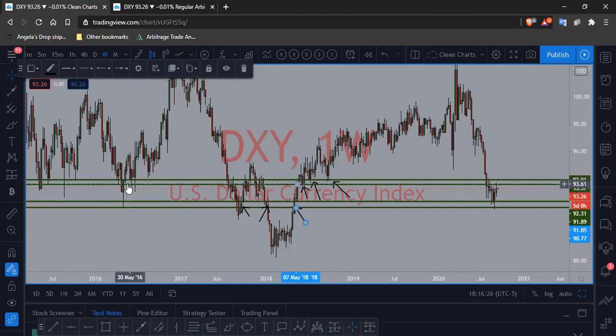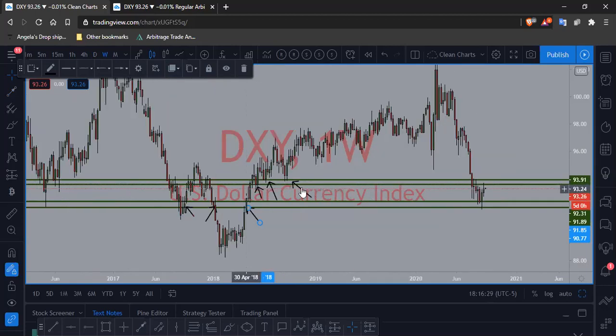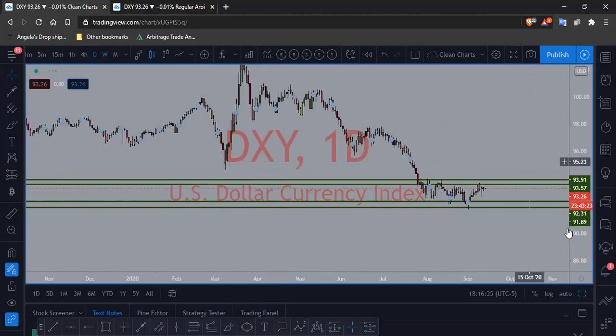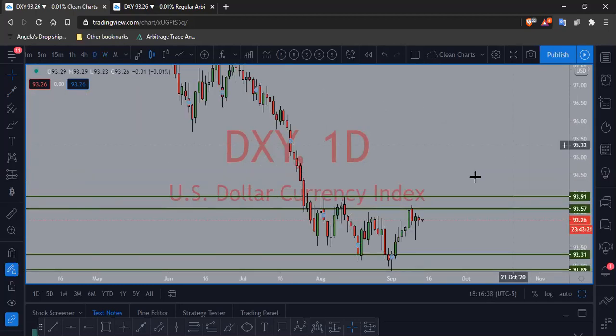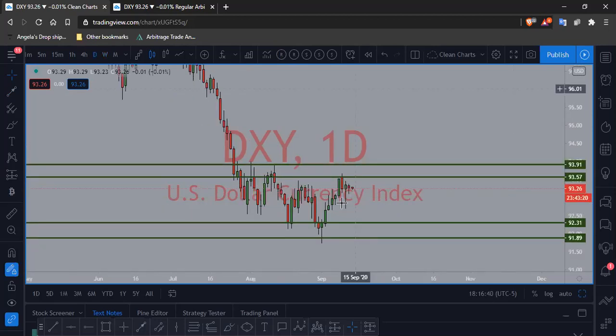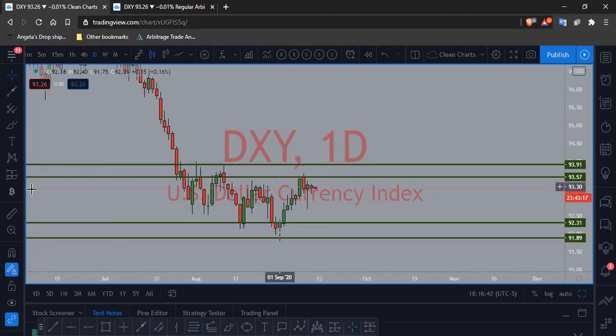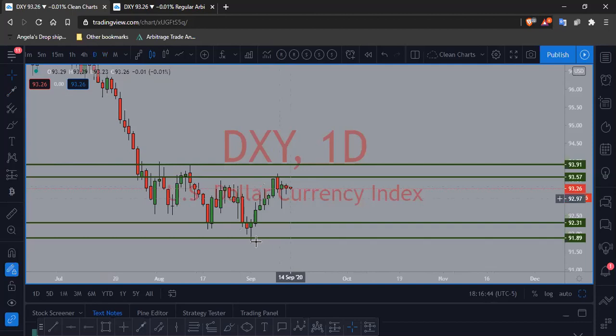So we can see that these two zones are a place where price has interacted a lot, right? What I really want to see right now, just looking at the DXY from this point of view, is what it's going to do from here. I'll do this on the daily time frame, and then I'll go to the smaller time frames.